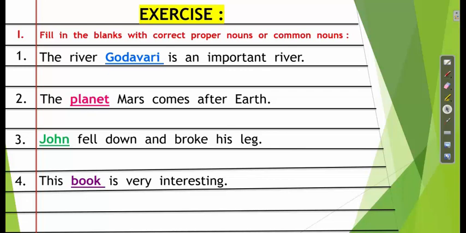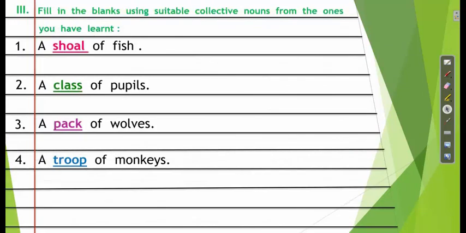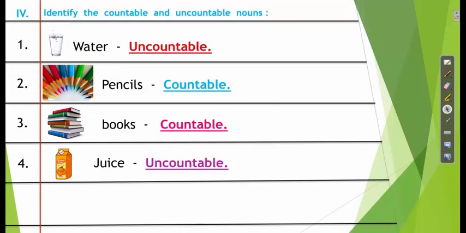Students, you're going to fill in the blanks with correct proper nouns or common nouns. Second question is underline the material nouns in the following sentences. Third, fill in the blanks using suitable collective nouns from the ones you have learned. Identify the countable and uncountable nouns. All these types of questions which are there in the exercise, you're going to copy down into your grammar book.